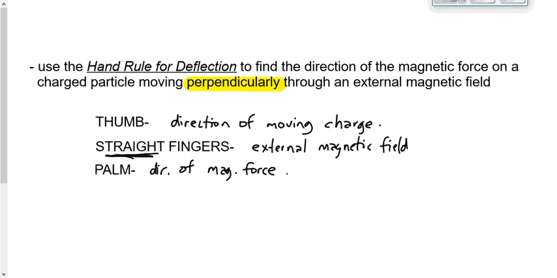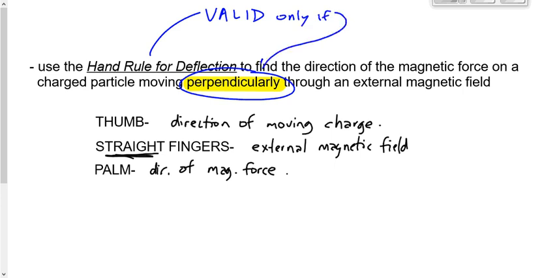Let's go back to this. Why does it say the hand rule for deflection is used to find the direction of the force on a charged particle moving perpendicularly through an external magnetic field? Here's the thing. This hand rule for deflection is valid only if it's perpendicular.